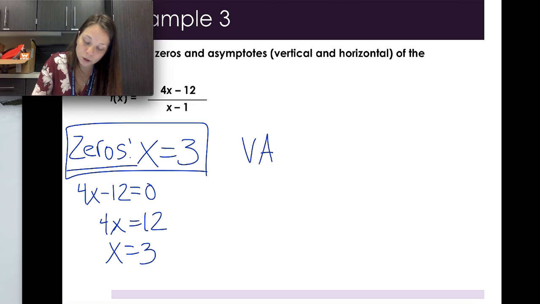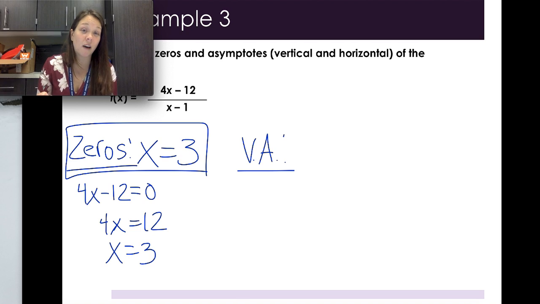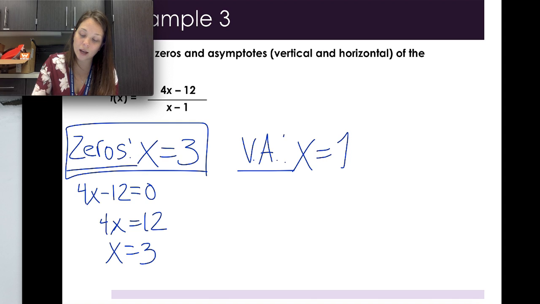My vertical asymptote, which is found by solving the denominator for x, my denominator is x minus 1. Solving that for x, I would get x equals positive 1.